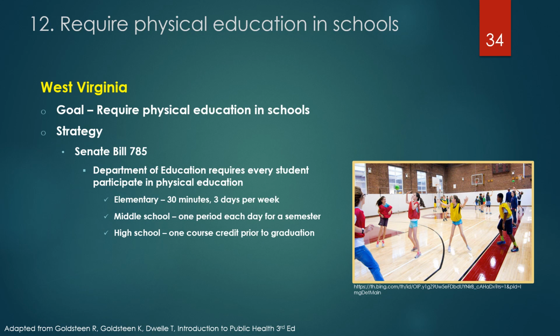For example, elementary school students are required to participate in at least 30 minutes 3 days a week. Middle school students, at least one full period of PE each school day for a semester. And high school students must complete at least one full course credit of PE prior to graduation.